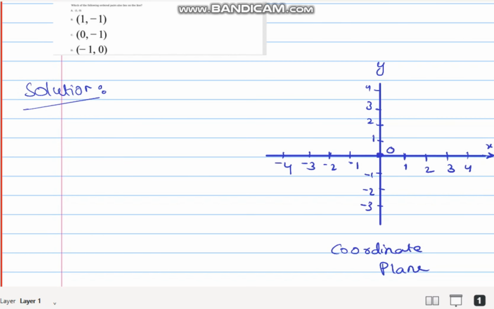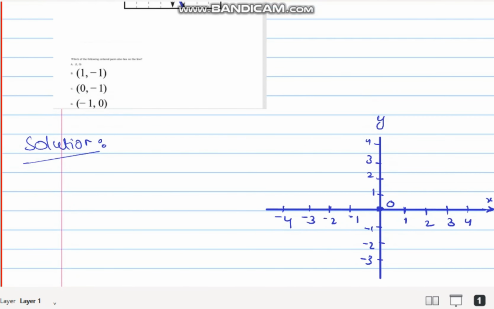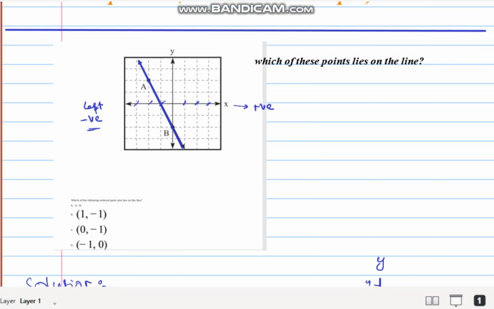Now, what is the graph given to us? Let me take the black pen and draw the graph. Here the line touches the coordinate plane at this point, and it touches the coordinate plane at this other point. These are the 2 points. These are very important points for us, so let's analyze them. What are these points? This point is minus 1 and 0.